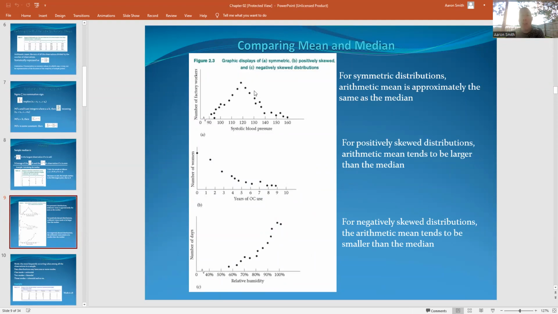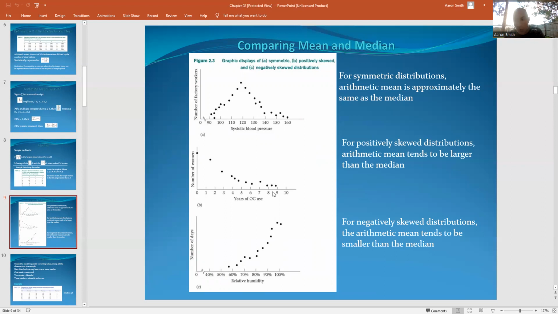Now, if I have a symmetric data set, that means equal likelihood to the left and right. If I go 1 to the left of center and 1 to the right of center, I get about equal probability of that event. If I go 2 to the left of center, 2 to the right of center, I get about equal probability of those events. If I have a symmetric distribution, then the mean and the median will be pretty close to each other. It doesn't really matter which one you use.